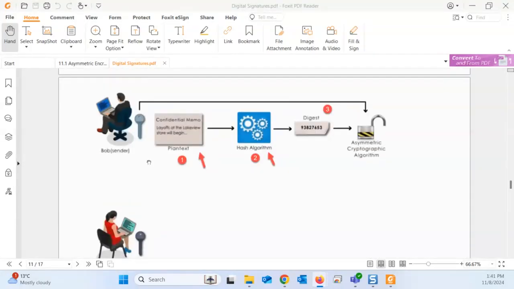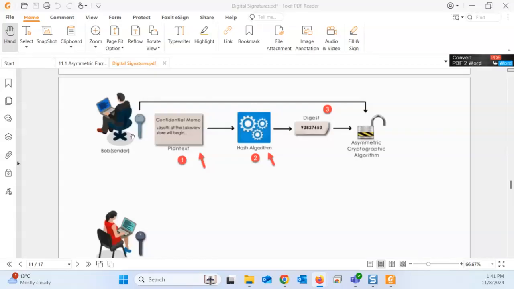Now, Bob wants to send a message to Alice, and keep in mind, in digital signatures, the document does not get encrypted. The document does not get encrypted. It does not get ciphered. The document will still be visible when it is sent out. So let's say Bob writes a plain text message, says layoff at the Lakeview store will begin, or this is a private message he wanted to send out. So the first step, he typed that message.